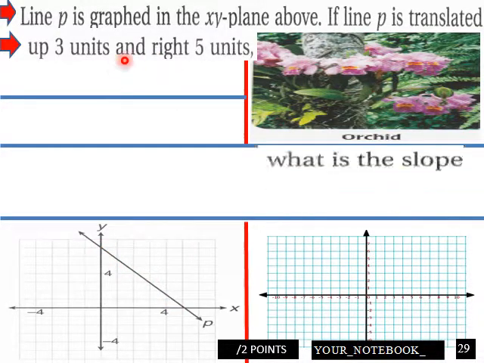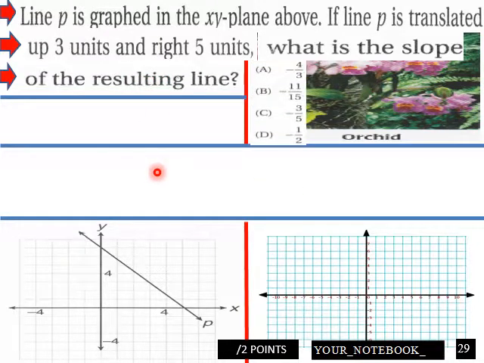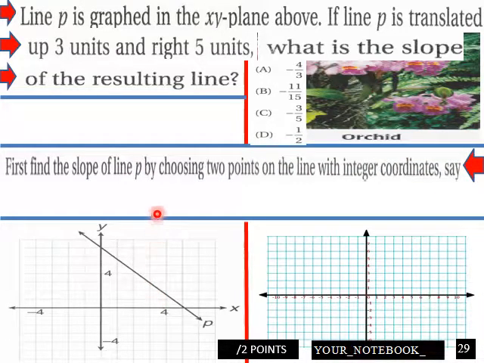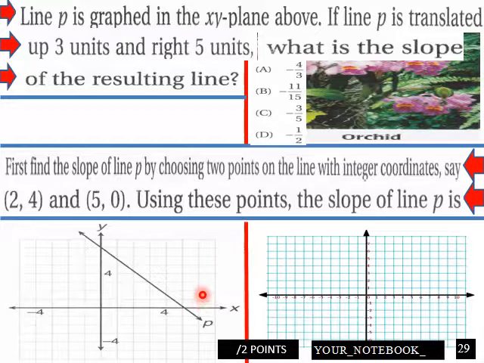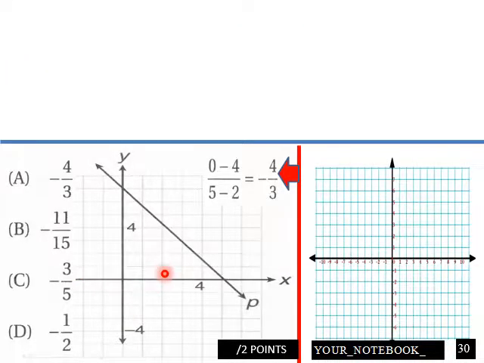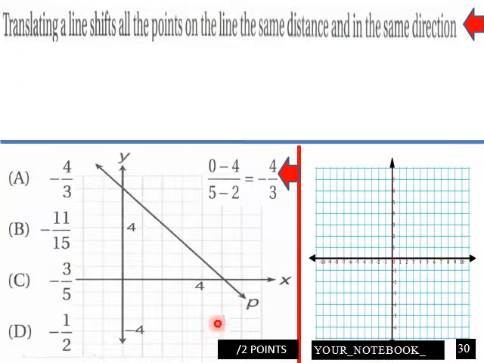Okay, so line P is graphed in the xy plane here. If line P is translated up 3 units and right 5 units, what is the slope of the resulting line? Here are our choices. First, find the slope of P by choosing 2 points, (2, 4) and (5, 0). So (2, 4) would be right here. To figure out our slope, here is our slope calculation. Here we have a negative 4/3 slope for this line.